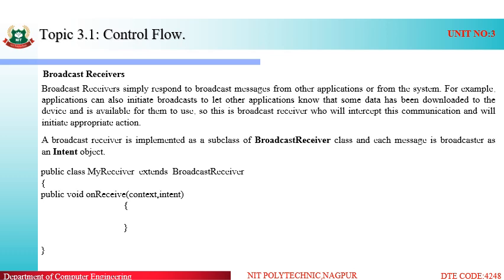So public class MyReceiver is our application's receiver, which extends the main class, that is the BroadcastReceiver class. It contains a method called onReceive. Public is the access specifier, void is the return type, onReceive is the method name, and the parameters are context, in which context it is sent, and the intent. Intent means the reason behind the sending. So it contains two parameters, context and intent. This intent we will see in the next classes.